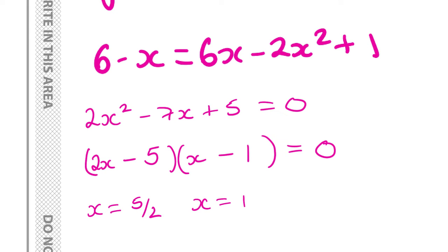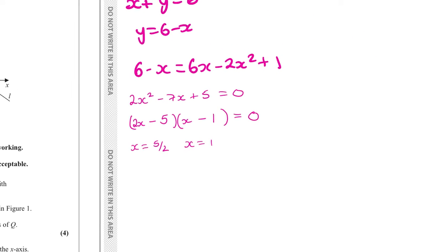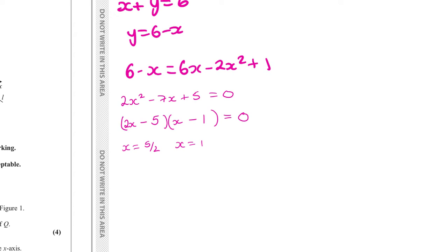Now, the key part of this question, and people don't realise this, is the substituting back in. So that means y equals 6 minus 5 over 2, and y equals 6 minus 1. So y equals 5, and 6 minus 5 over 2 is 7 over 2, and y equals 7 over 2.